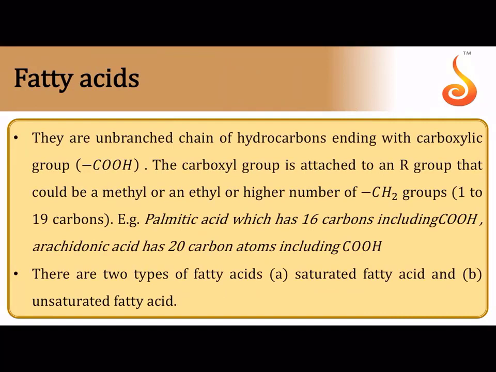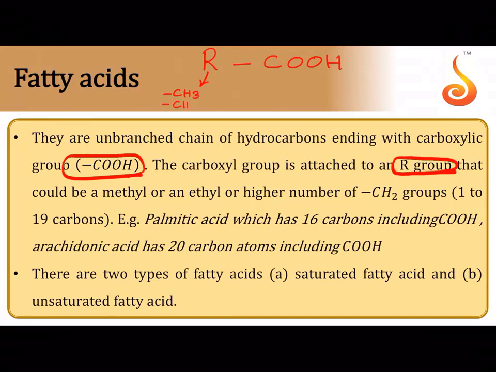So I told you the empirical formula of a fatty acid, that is nothing but an R group and a COOH group. I told you that this is the simple formula of a fatty acid, where this R group may be a methyl group, it may be an ethyl group C2H5, or it may be a very long carbon chain with a lot of carbon and hydrogen, a hydrocarbon chain. Okay, then see, it could be a methyl, it could be an ethyl, or a higher number of CH2 groups can be there. About 1 to 9 carbon atoms can be found in this group.